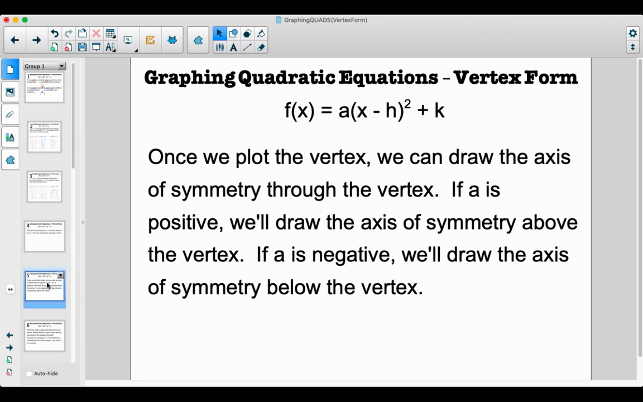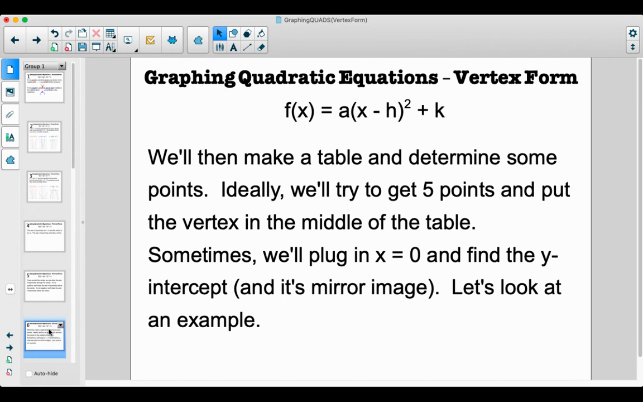When it comes to graphing, we're going to plot our vertex and then draw the axis of symmetry through the vertex. That said, if we know a is positive, that means our graph will be opening up, so you want to make your graph go up from the vertex. Whereas if a is negative, you're going to be opening down, so it makes sense to make your graph go down or below the vertex.